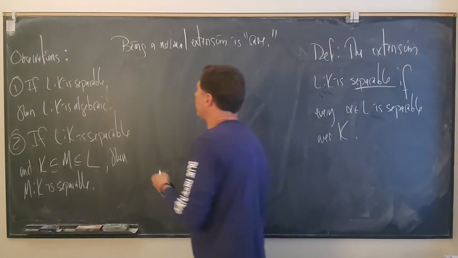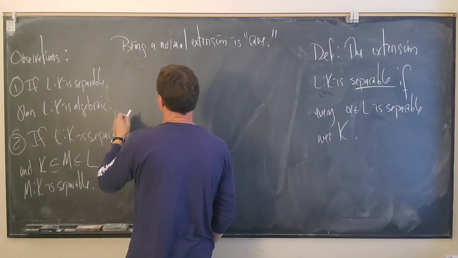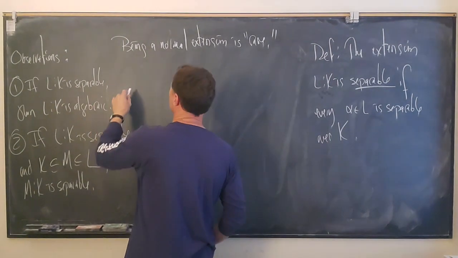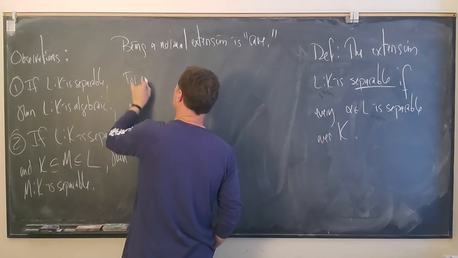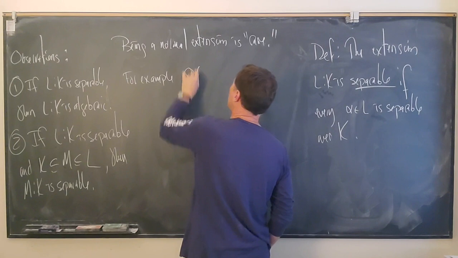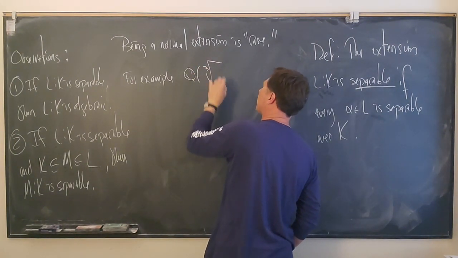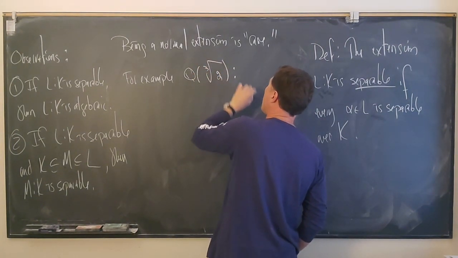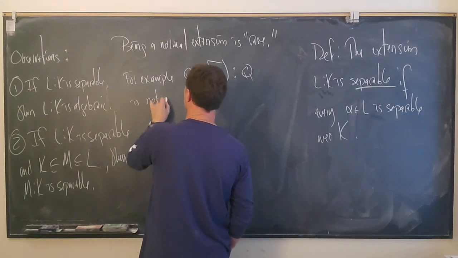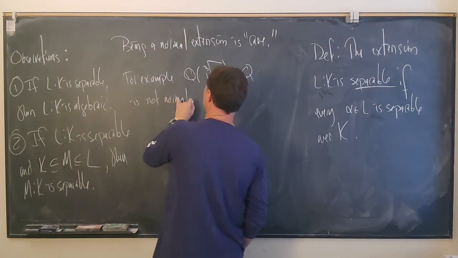So, for example, this is not a very exotic extension here. If you look at Q adjoin, we saw this last time, Q adjoin cube root of 2 over Q is not normal.